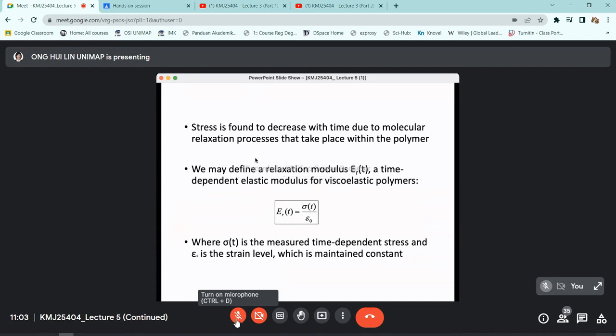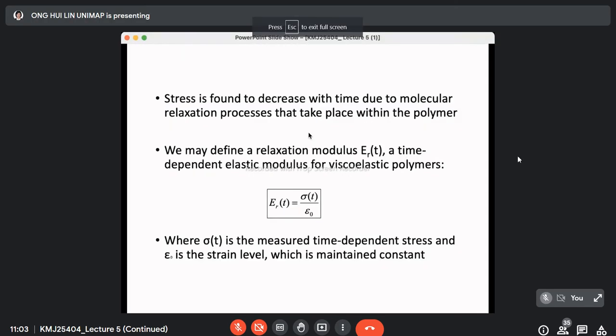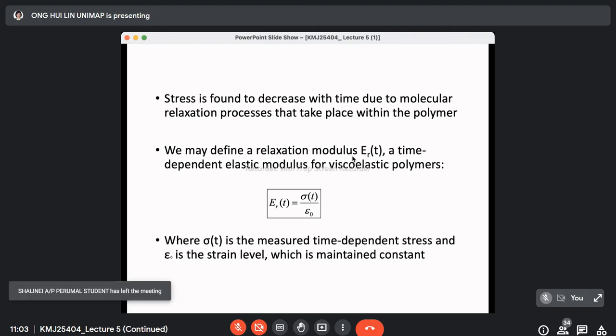Okay, so easy. This is to measure the stress differences. Also, we have to make the strain constant, meaning the elongation of our polymer materials is constant, so that we can plot the graph of stress versus time. Okay, so we define the relaxation modulus, and usually in the exercise later, I will share one question. One question is related to the calculation of stress relaxation, as well as the relaxation modulus.